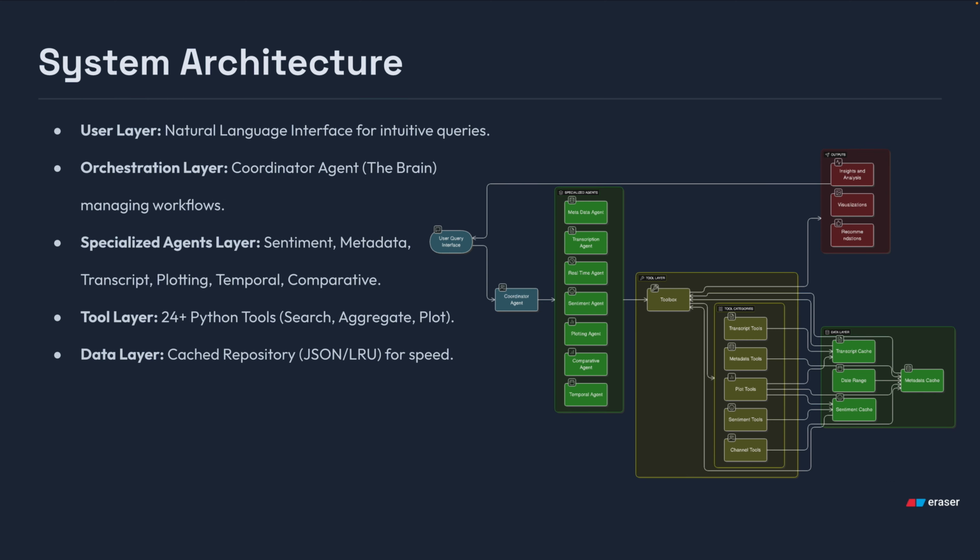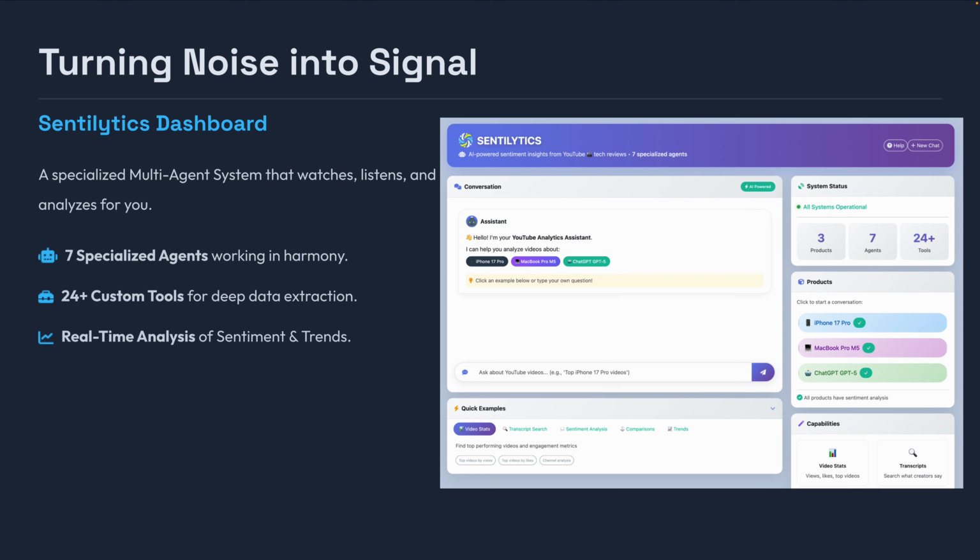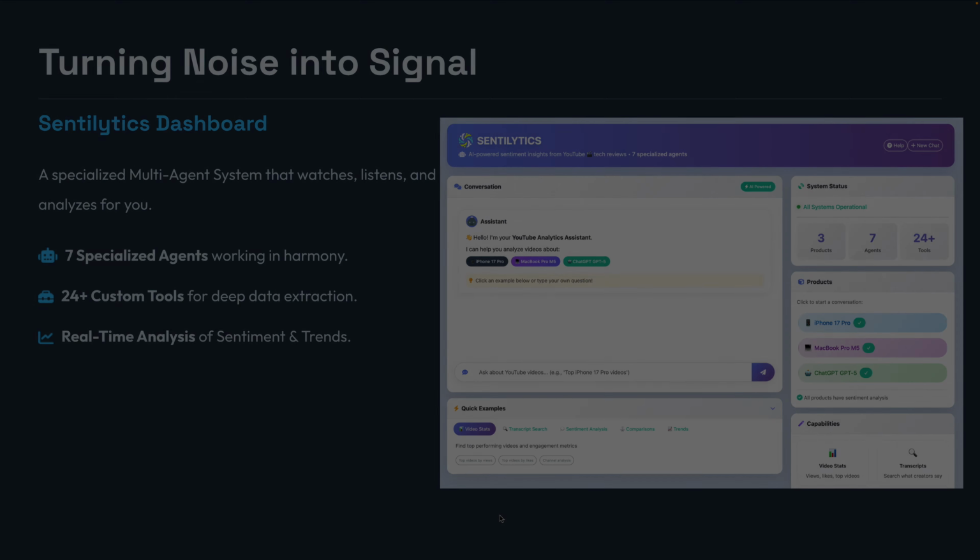Our system architecture uses a central coordinator that intelligently delegates tasks to 7 specialized agents, from a sentiment analyst to a plotting engineer. This architecture allows them to autonomously trigger over 24 distinct tools to validate real-time metrics and generate visual charts and plots. This architecture enables complex multi-step reasoning, providing realistic output which a simple chatbot simply cannot deliver. Next, we'll see this dashboard in action.